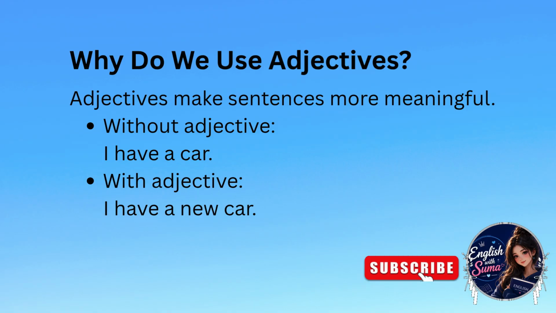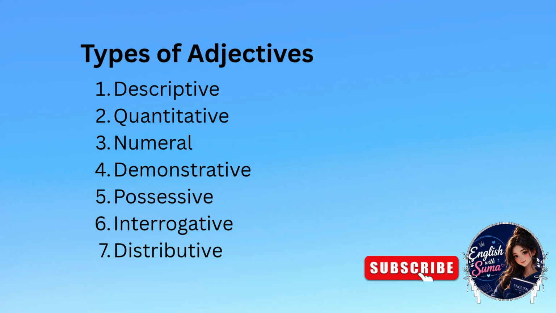For example, I have a car. This sentence is correct, but we don't know anything about the car. Now look at this. I have a new car. The word new gives us more information. That's why adjectives are important. There are 7 common types of adjectives. Let's learn each one with its definition and examples.